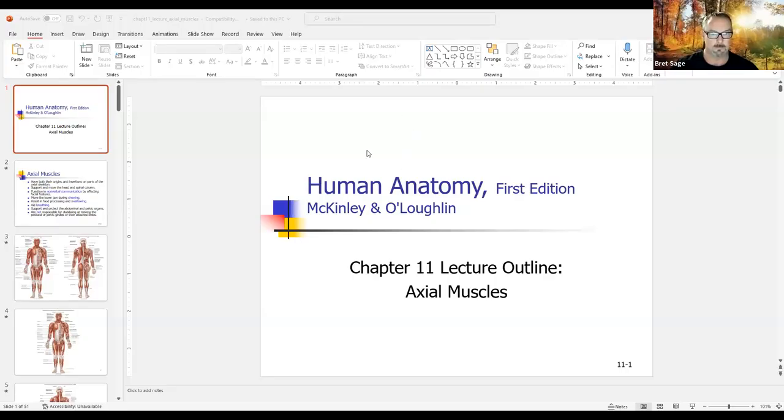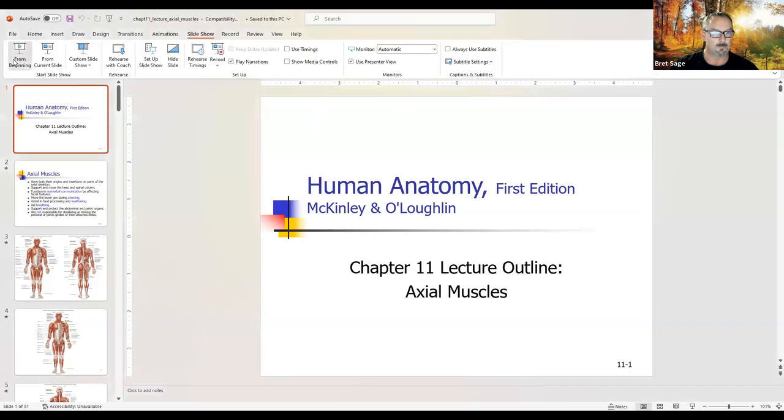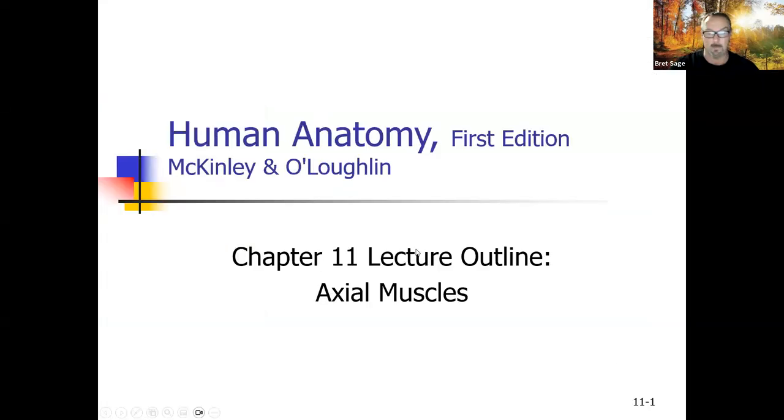So let's jump forward to chapter 11. Now we're going to be talking about axial muscles. There's not a lot to really lecture on with this. It's more of a presentation, just showing you these. So I'm going to go through this fairly quickly because there's not a huge amount of material on the test from this chapter.